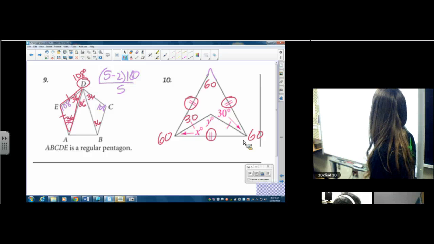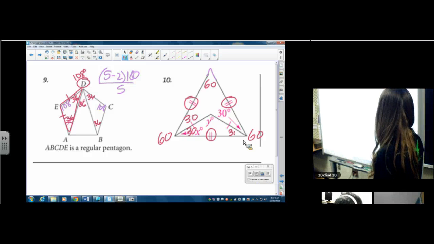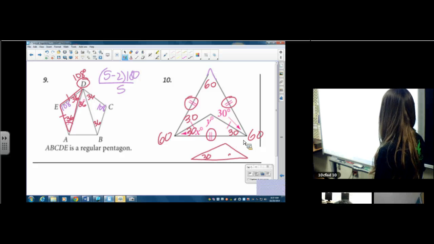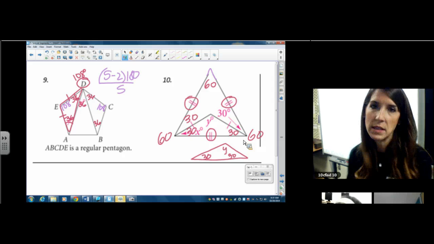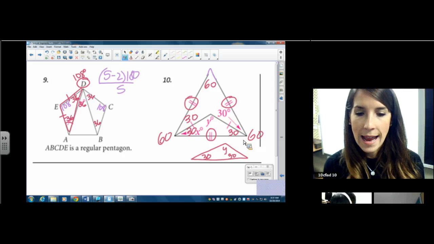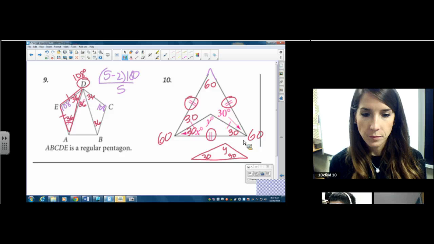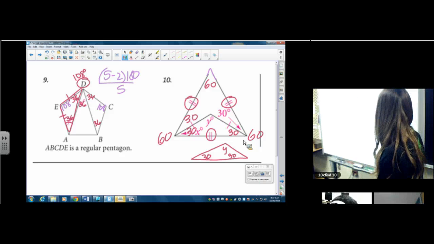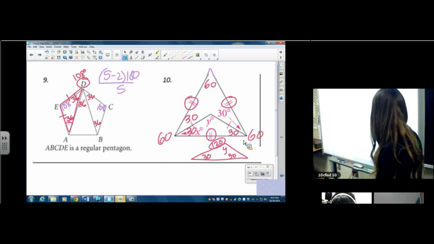So 60 minus 30, that means this is 30, 30. And now we can find y. If we've got a triangle and this is 30 and this is 30, we can find the missing angle. So 180 minus 60. 120. All right.